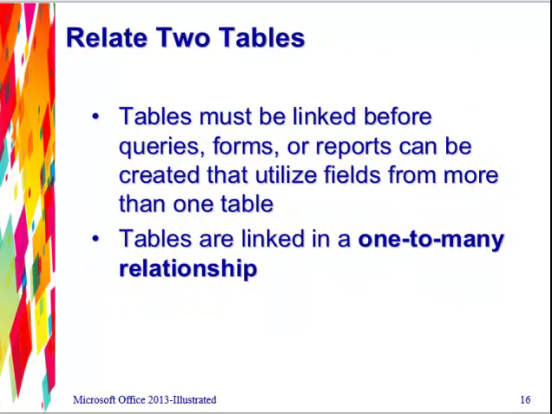So two tables can be related to each other, but they have to be linked in a manner so that queries, forms, or reports can be created that utilize the fields from more than one table together. The tables are linked in a one-to-many relationship. In other words, you're going to have a table that has one entry only, with that one salesperson, that one inventory item, that can be linked to many people. Your salesperson is linked to many customers.